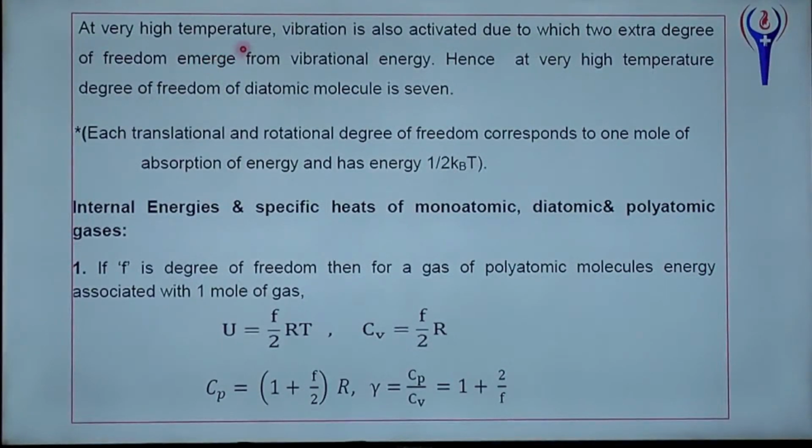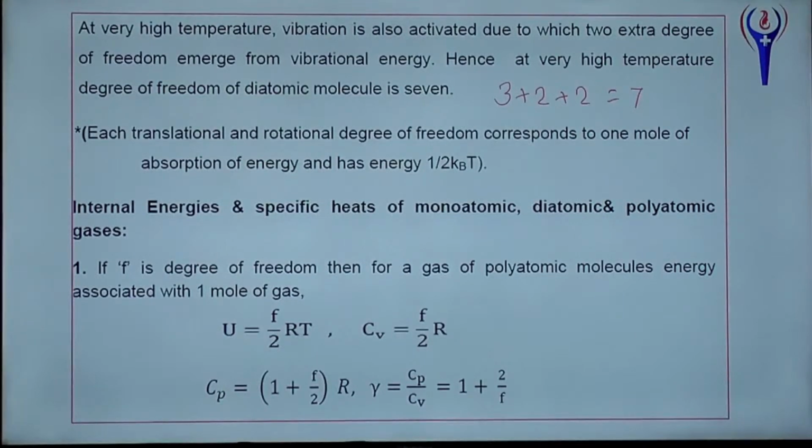At very high temperature, vibration is also activated, due to which 2 extra degrees of freedom emerge from vibration energy. So translation motion 3, rotational motion 2. Apart from that, at high temperature vibration also takes place. During vibration, 2 more extra degrees of freedom. Hence, at very high temperature, that is 3 plus 2 plus 2. 3 is for translation, plus 2 is for rotation, and another 2 is for vibration. So 7 degrees of freedom.